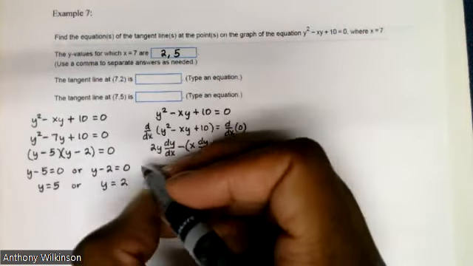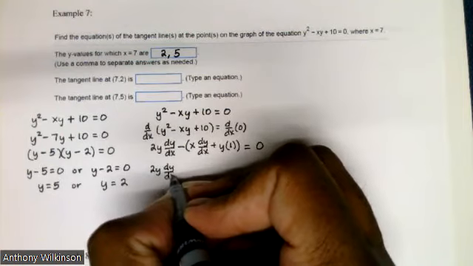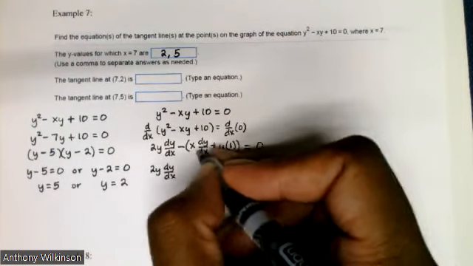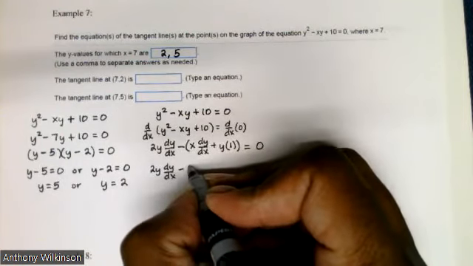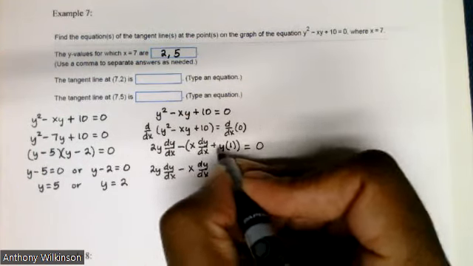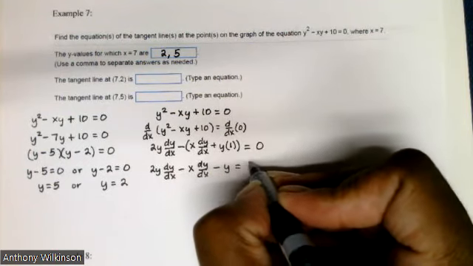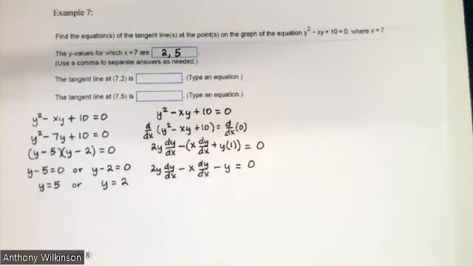All right, now let's simplify this a bit. 2y dy/dx, bring that down. Distribute the negative over what's in the parentheses. This will be minus x dy/dx. Minus times y times 1 will be minus y. And that's equal to 0.